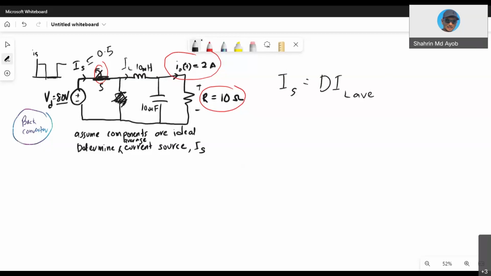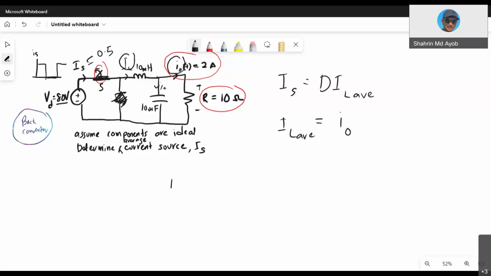Okay, so right now we don't know IL. What is your IL average? For buck converters, what is your IL average? Yes, it is equal to I out. The relationship, you know here: this is the current IL, and this is your I out. All the average current goes to the I out, because for IC here, we only accept the ripple current.